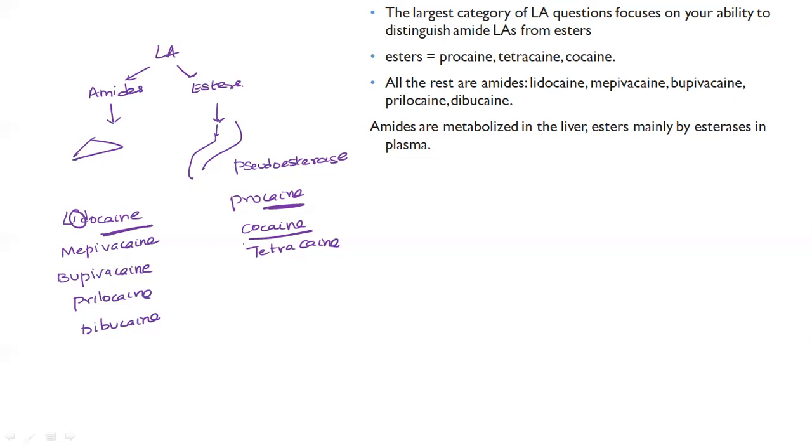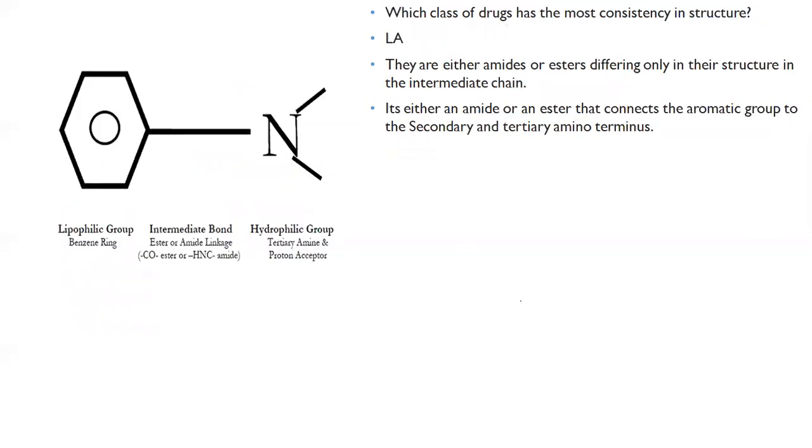Now, I have a question for you guys. Which class of drugs has the most consistency in structure? It's the LAs. LAs are either amides or esters. They differ only in the structure of the intermediate chain. Here you can see LAs differ in amide and esters only by having an ester form or an amide form in the intermediate chain. All right. So it's either an amide or an ester that connects the aromatic group to the secondary or tertiary terminals.